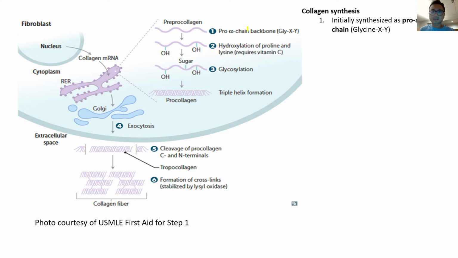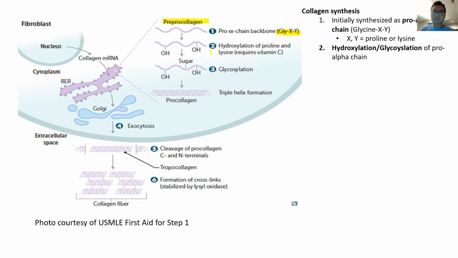Collagen is initially synthesized as this pro-alpha chain, and this pro-alpha chain is going to be composed of glycine-X-Y. Another name for this is pre-pro collagen. This X and Y with glycine is going to either be proline or lysine. So this is important. The most abundant amino acid in collagen is going to be glycine. And then it alternates between proline and lysine.